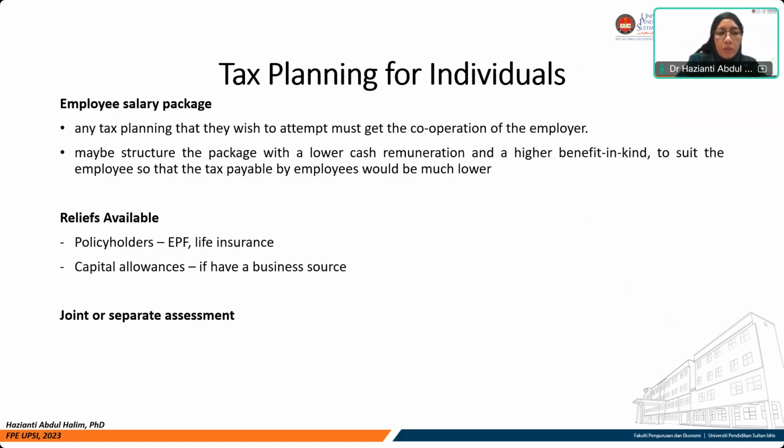So if you are aware of the reliefs available, you can enjoy, for example, EPF, the life insurance. And we also learn about deductions, business deductions, for example, capital allowances. Okay, so if a person has a business and they have a business source, they can claim capital allowances. And we also look at how to choose joint or separate assessment.